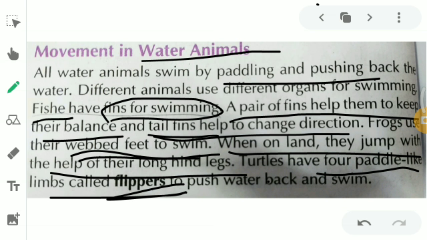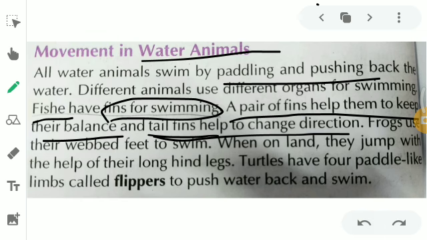Once again, so paddling and pushing back the water. First one is fish. A pair of fins and a tail fin help it to swim. Next one, frog. Webbed feet when the frog is in the water. On land, long hind limbs for jumping. Turtle, 4 paddle-like limbs. They are called flippers. Flippers help to swim in the water. That is the movement in water animals.